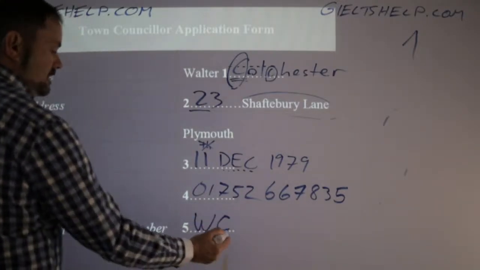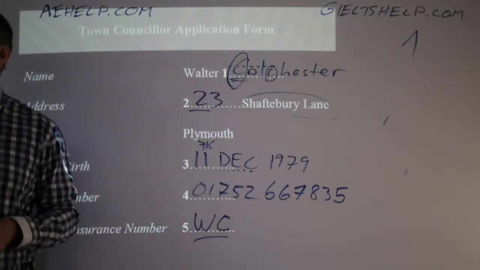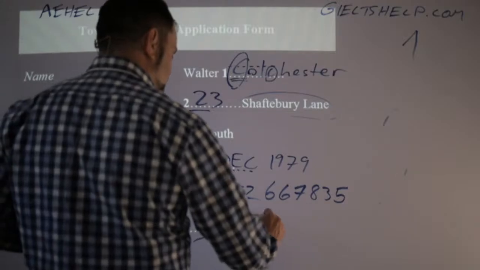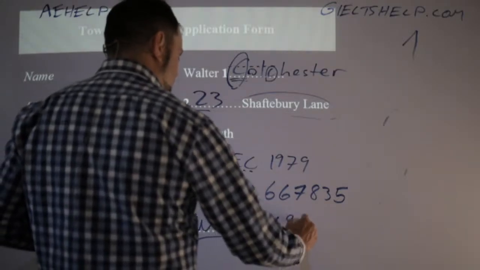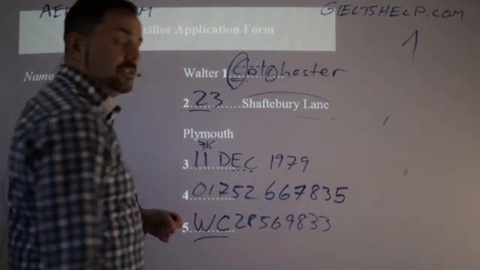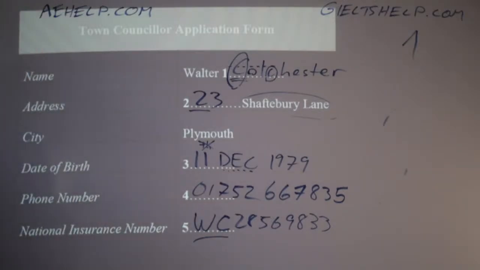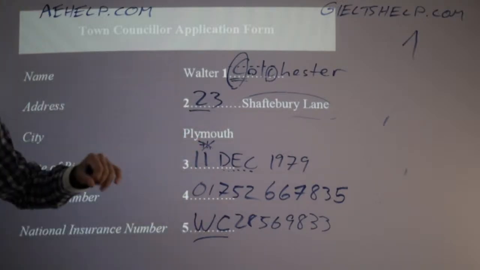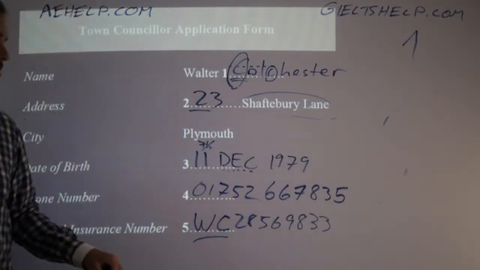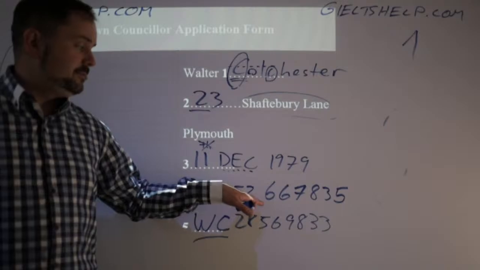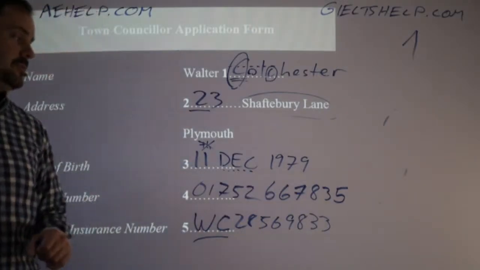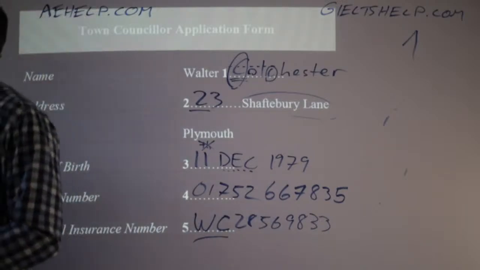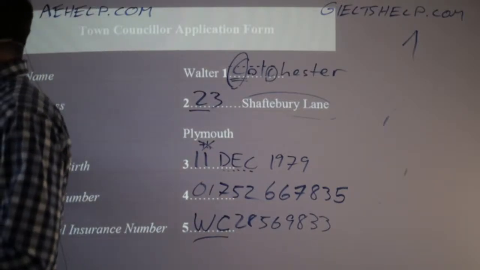For these, I definitely recommend using capital letters. So WC 28569833, if I'm not mistaken, right? So good. Okay, those were the first 5 answers. Colchester, 23, 11 December 1979. 01752 667835. WC 28569833. All right, and then we had 5 more questions.